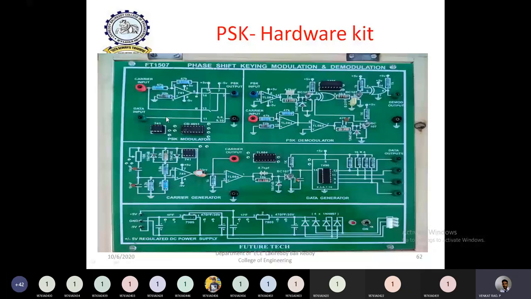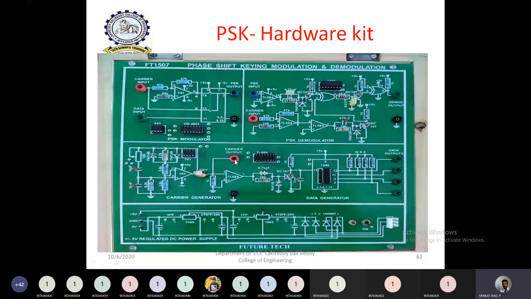In order to modulate these digital data, you require a carrier signal, which must be generated by some oscillator. For example, if you clearly observe this, it is an oscillator having capacitors and resistors, a phase shift oscillator. This is the output of the oscillator. From this oscillator, you can observe a sinusoidal signal being generated. That sinusoidal signal can be considered as the carrier signal, so this is called the carrier signal generator. From this pin, you can clearly observe the carrier signal.